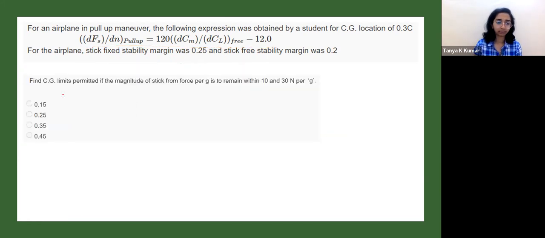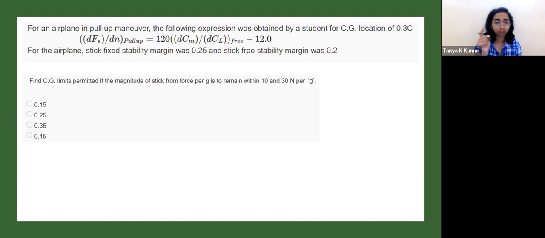Okay. Next question. Find the CG limits permitted if the magnitude of stick force per g is to remain within 10 and 30 newtons per g. So your DFS by DN varies from 10 to 30. So how will you find out the limits? It just says varies from 10 to 30 newtons. It doesn't say if you're pushing your stick or pulling your stick. So it varies from minus 10, 10, minus 30, 30. Correct?